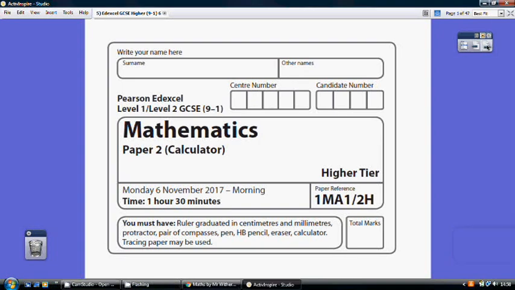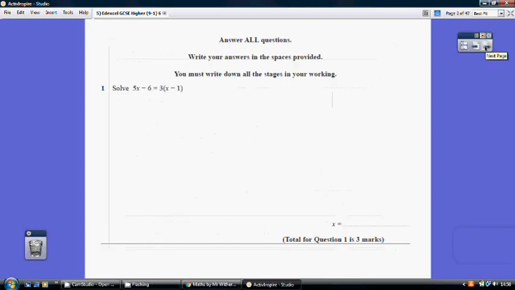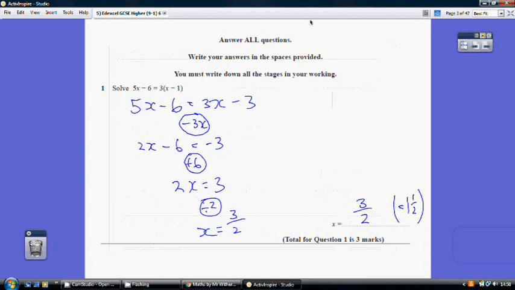Question 1. So we've got to solve this equation. So first thing we do is multiply out the brackets. So 3 times x is 3x. 3 times minus 1 is minus 3.